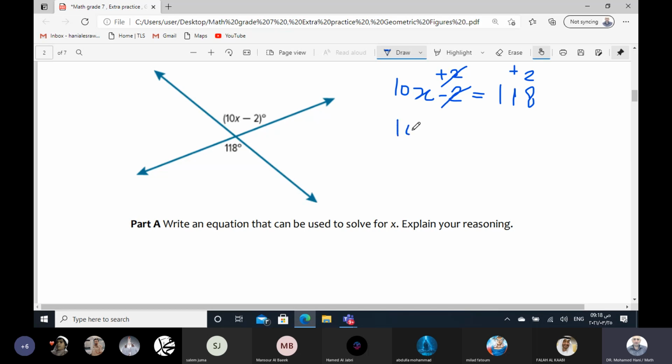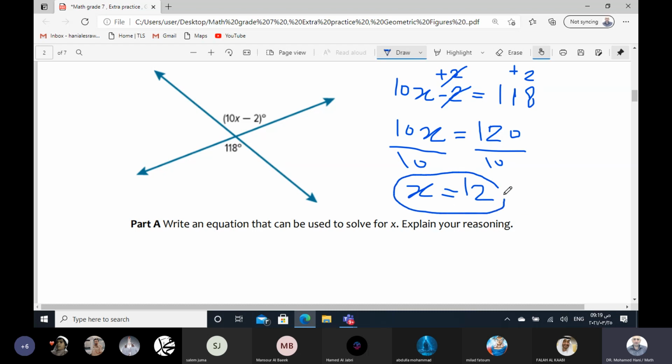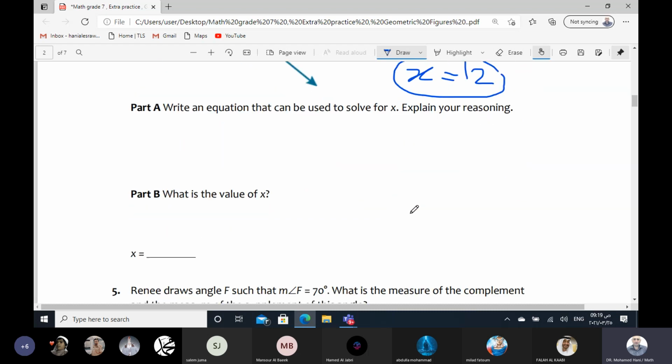Remains here 10x equal 118 plus 2 will be 120. Now take the coefficient, divide by 10 here and divide by 10 here. So 10 divided by 10 will be 1x, means x equals 120 divided by 10 will be 12. So the value of x will be 12. So we can write here x equal 12.